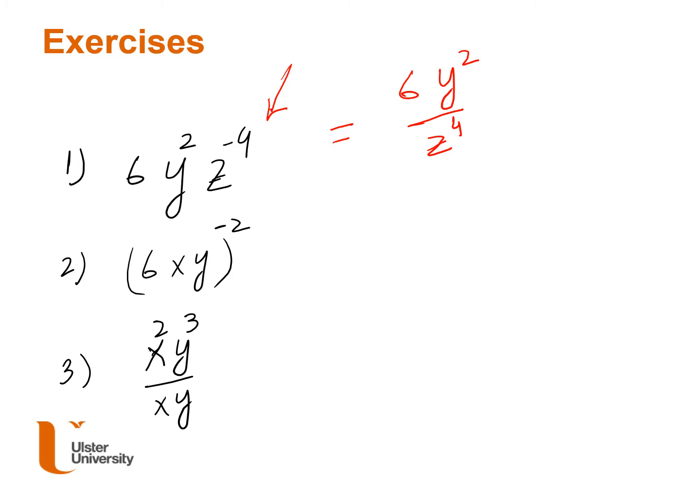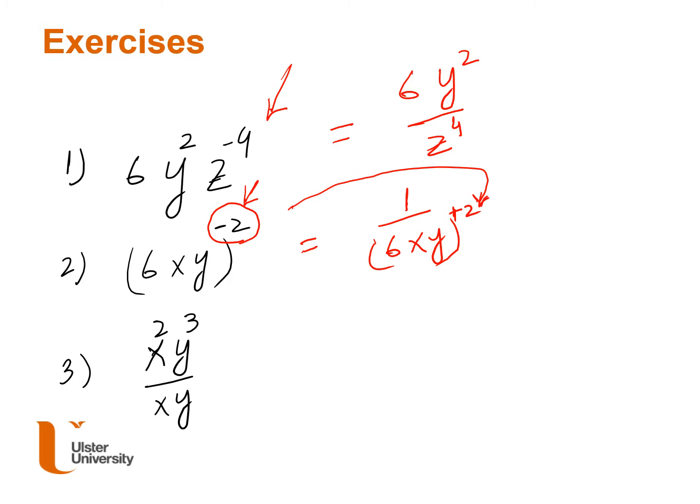Similarly, in this case, we have 6xy to the power -2. We can write 1 over 6xy to the power 2 or +2. This plus is just to show you that it was -2, and then we have taken that into the denominator. That has changed -2 to +2.